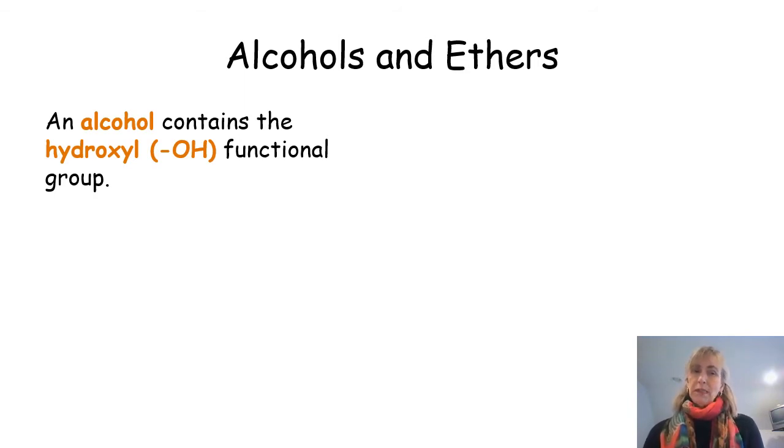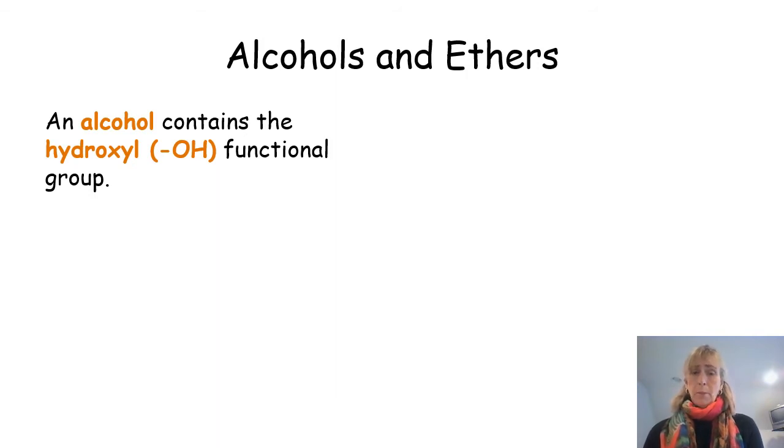So remember what we said, functional groups are going to take the place of a hydrogen that has been bonded to a carbon in an alkane. That's what that means. That's why we draw it like that, a dash. That's a bond that's going to be to a carbon atom.